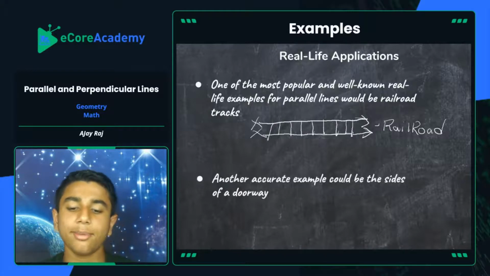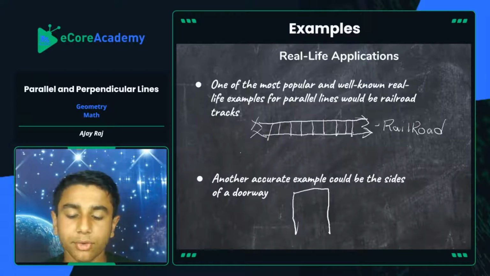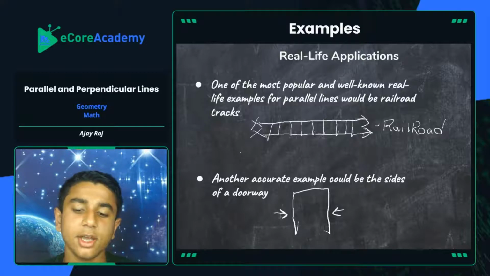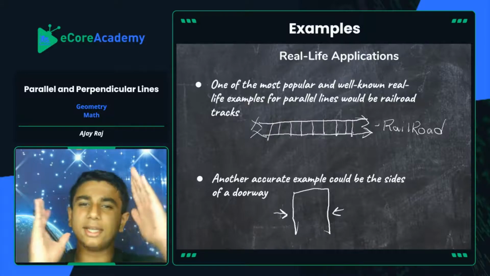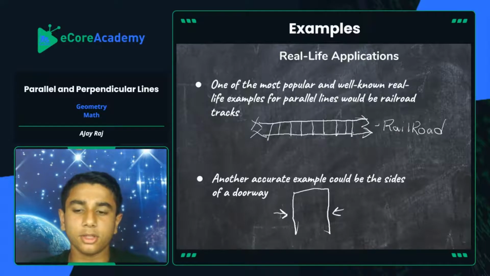And another application could be the sides of a doorway. If you see what a doorway looks like, not the actual door included, but what a doorway looks like. Say, for example, you're entering a room and it looks like this. This side here and this side here are said to be parallel because they extend for a certain given distance, but they never intersect, and therefore they are both parallel lines. And you can basically see that they're almost identical, but one is just shifted to the side more. That's basically what a parallel line is.